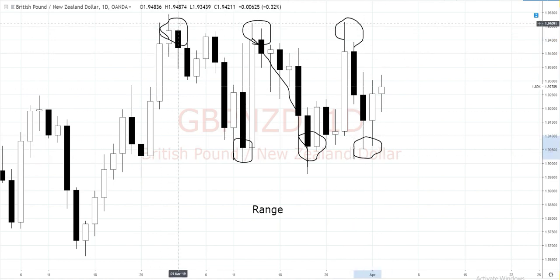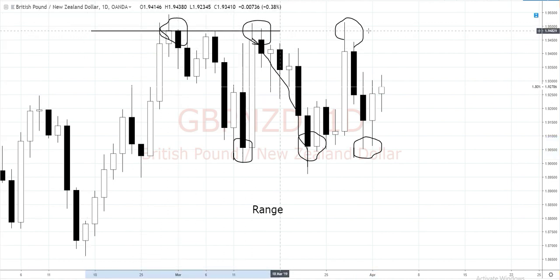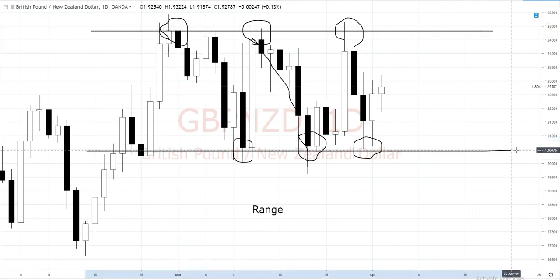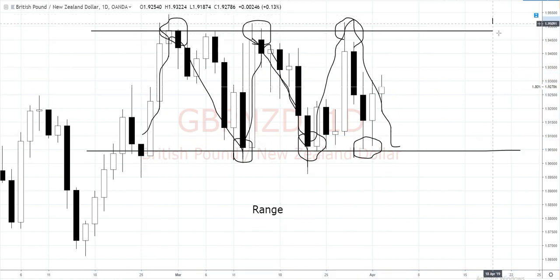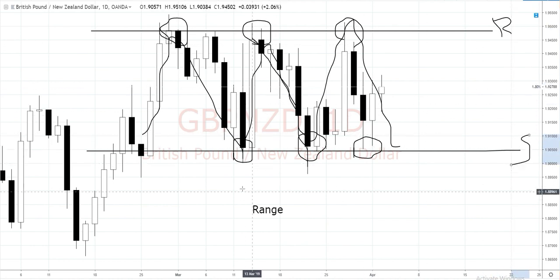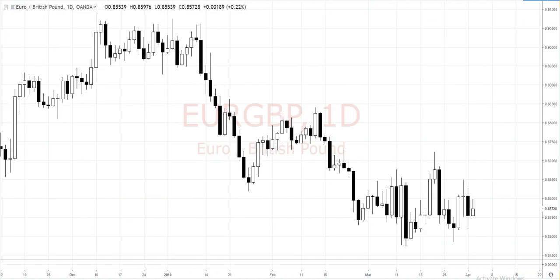If you were to draw a box, or a line across, we can see that price is actually kept between these two zones, bouncing between the resistance and the support level. This is what we call price in range mode. For this kind of play, you just buy at the very low and sell at the very top. Up next would be the down move.